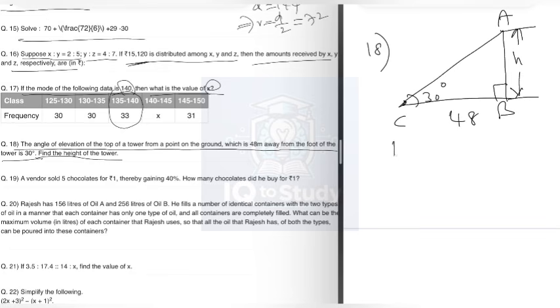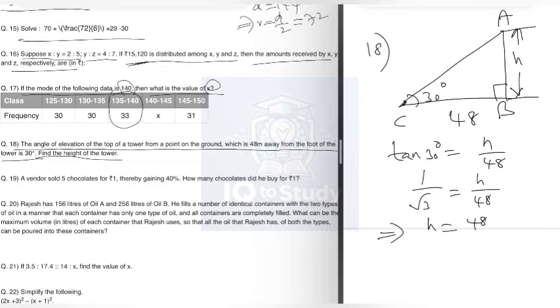From the figure, we have tan 30 degrees is equal to h by 48, and the value of tan 30 is 1 by root 3, that is equal to h by 48, which means h is equal to 48 by root 3.